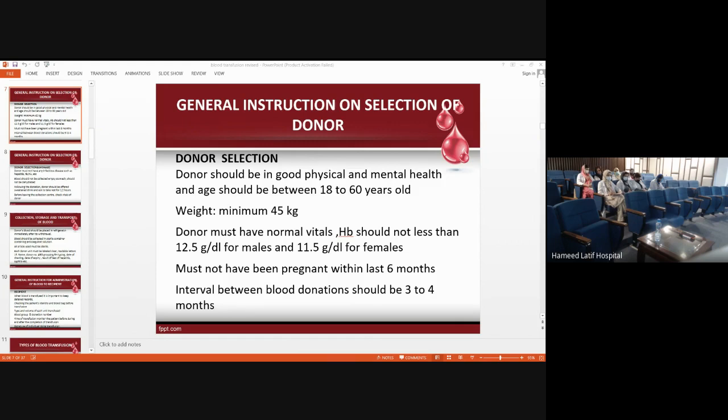So if you use 4 units of packed cells, and instead of the plasma of the whole blood, you are using FFPs, in which you are providing the patient with the labile and stable clotting factors. And for thrombocytopenia, you are providing 1 mega unit of platelets. And then you reassess them.